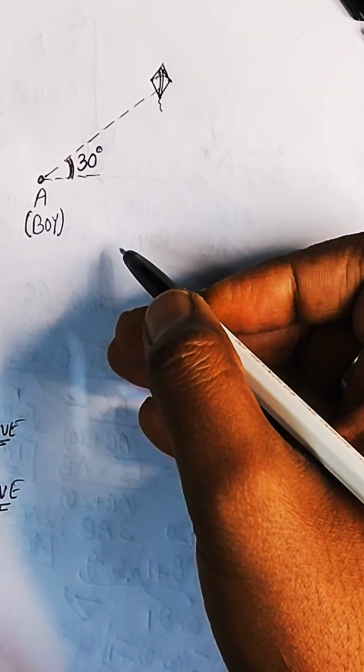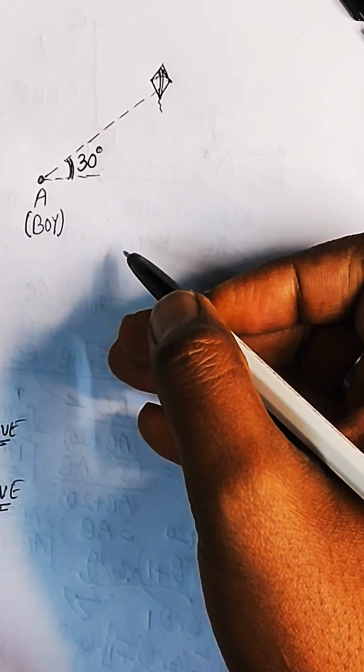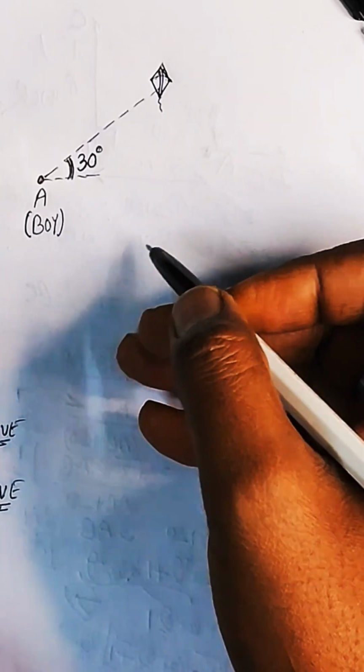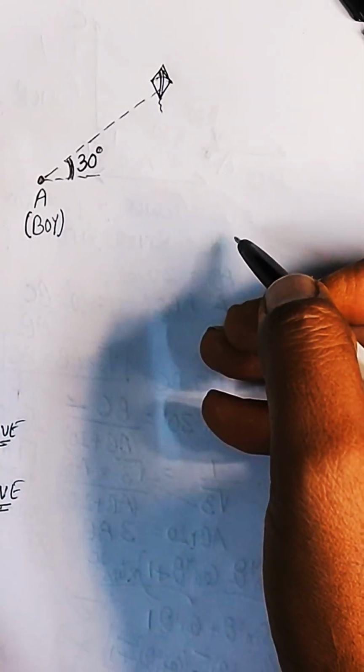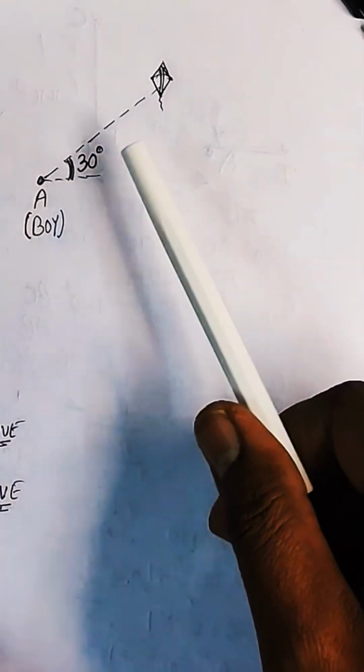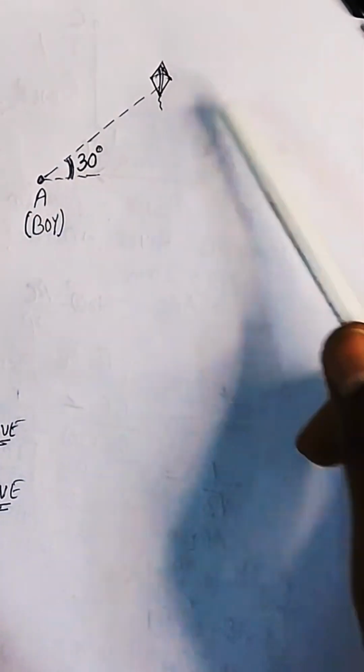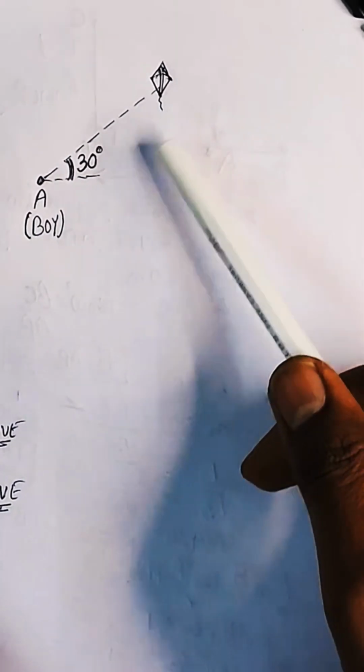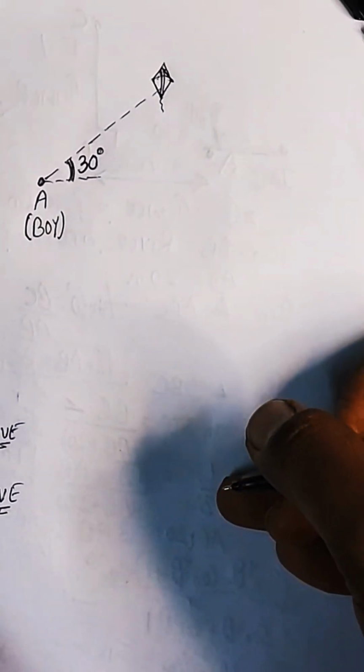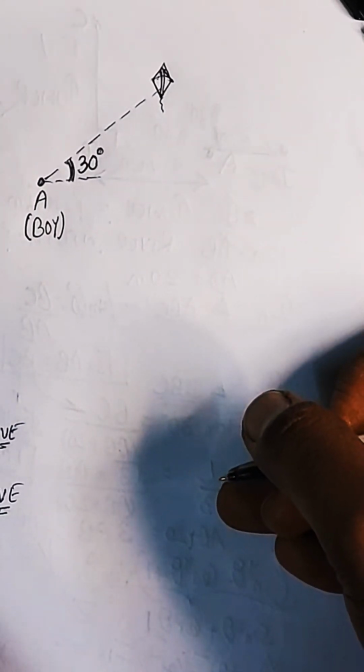Now, at the same time, another boy is standing on the roof of a 10-meter high building and is flying his kite at an elevation of 45 degrees. So another boy is also flying a kite, and it can be from here or from here, from both sides. But read the question again: both the boys are on opposite sides of both the kites.